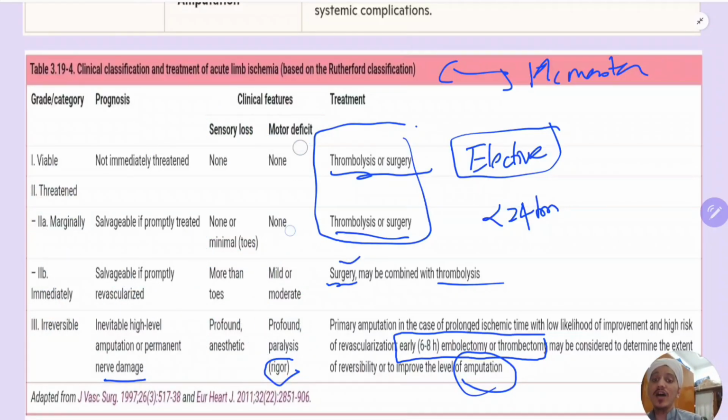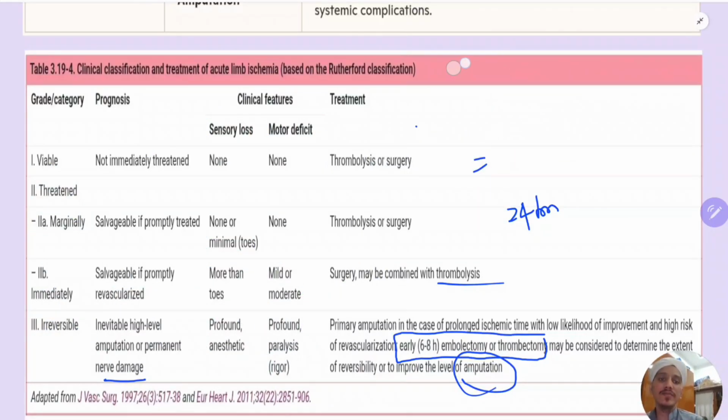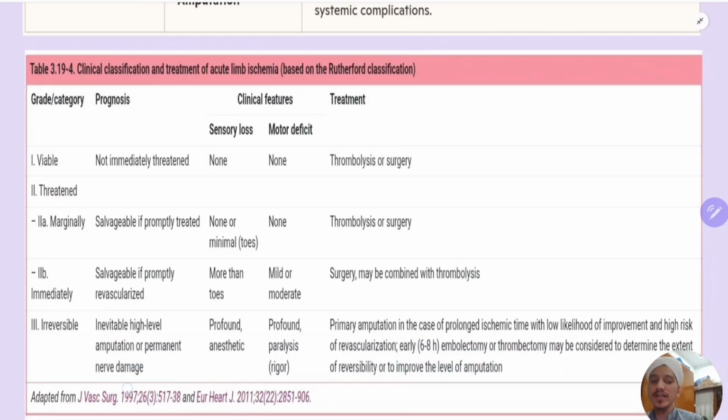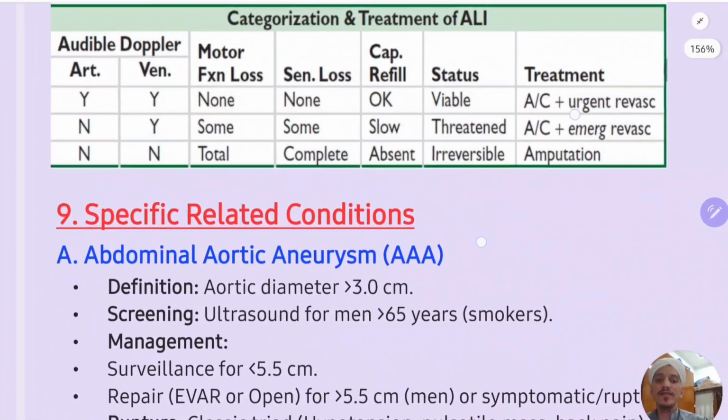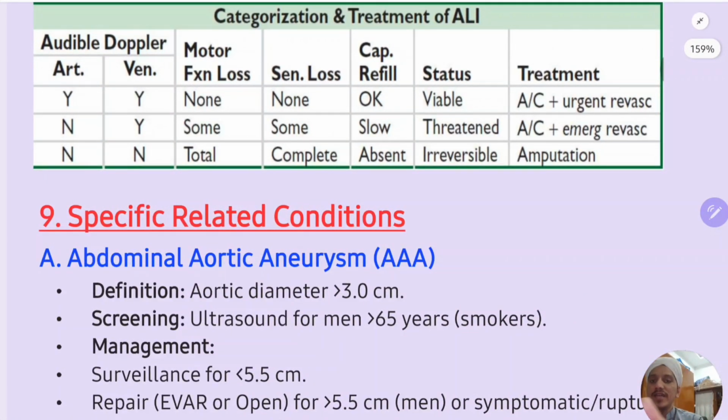So this is how you classify the limb with critical limb ischemia or acute limb ischemia as viable, threatened, or irreversible, depending upon sensory and motor loss. Then you will plan the therapy according to that. This is a table from Pocket Medicine.